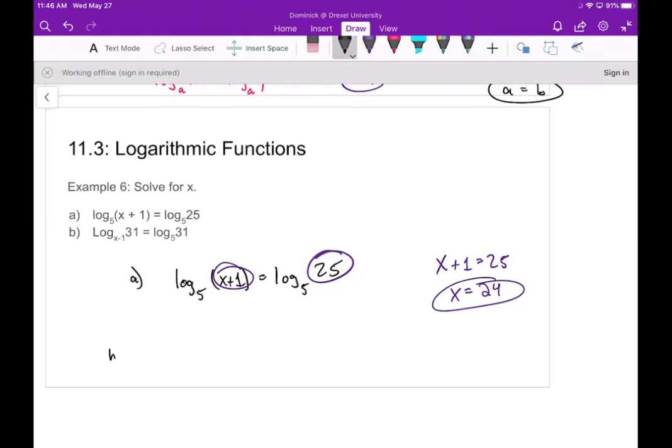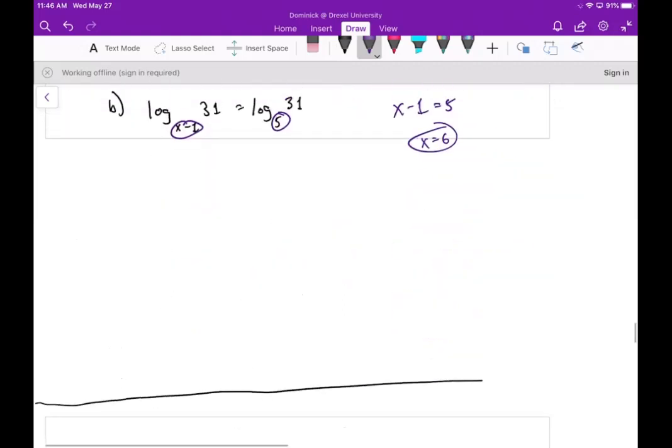Right? And then part B, we have log base x minus 1 of 31 is equal to log base 5 of 31. So since both of these logs are of 31, that means that the bases have to be equal. We get x minus 1 is equal to 5. So if we add 1, we get x is equal to 6. All right, so those are using some of those log properties there.